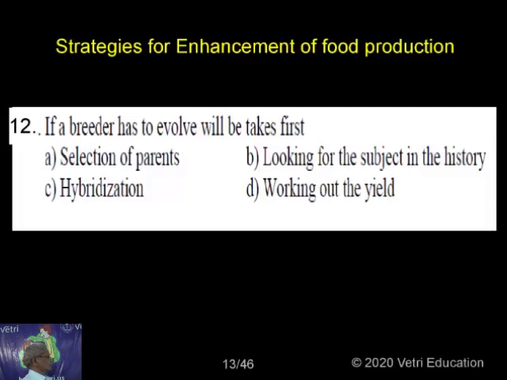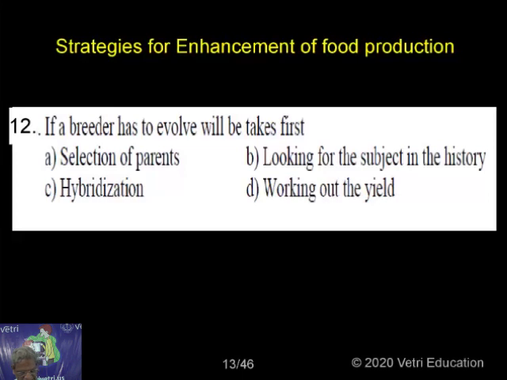I am going to the 12th question. If a breeder has to evolve a new variety, selection of parents, what he has to do? Selection of parents, looking for the subject in the history, hybridization, working out the yield.